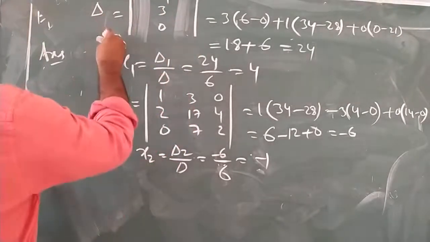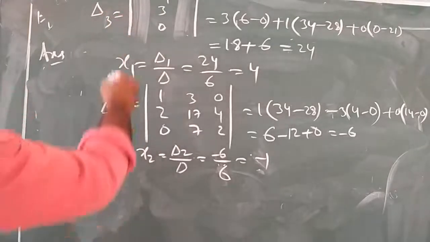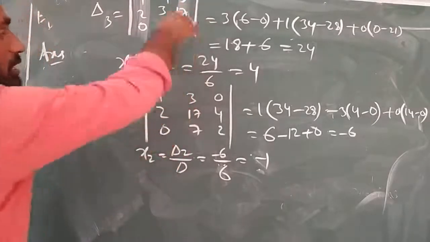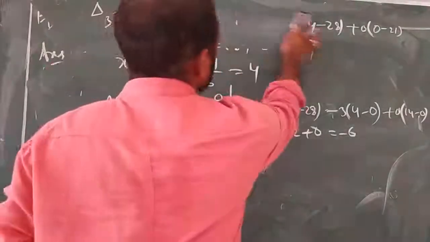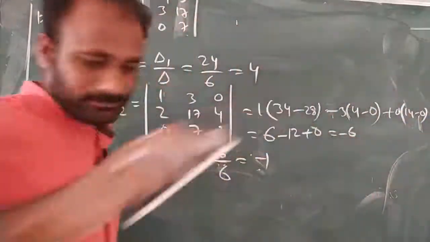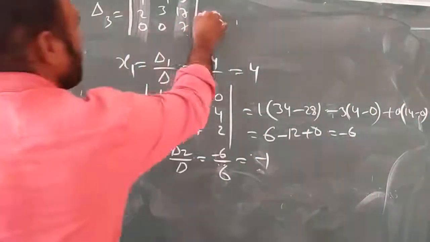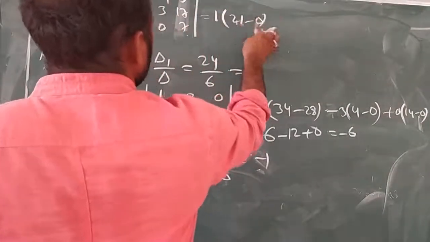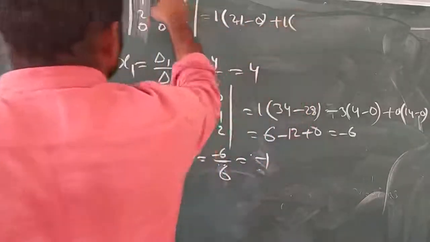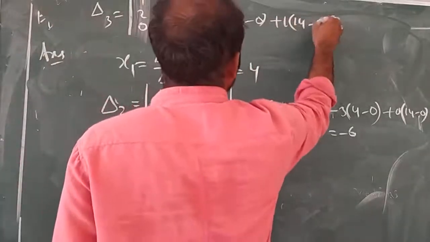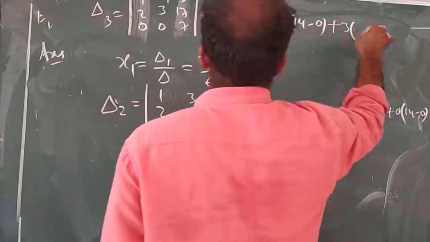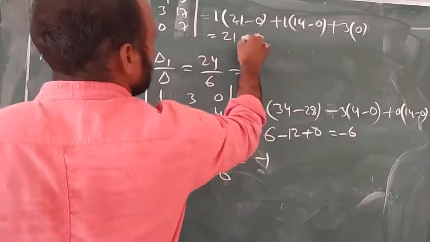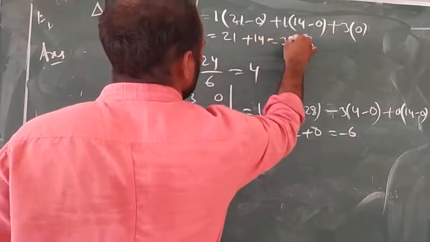So that is delta 3. First we need to find out delta 3. So first 1 2 0 as such. In the last it will change to 3 17 7. Only the last one will change. Why? Because we are in delta 3. So what is the determinant of these? 1 into 3 7s are 21 minus 0 plus 1 into 14 minus 0 plus 3 into 0. So 1 into 21 is 21 plus 14, which is 35.